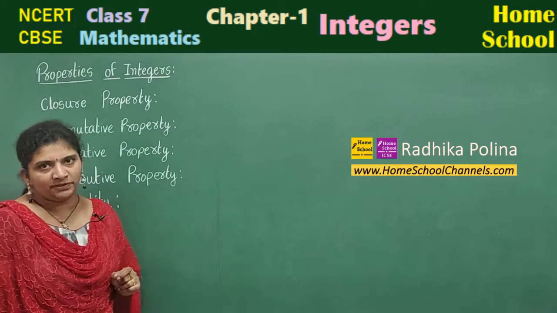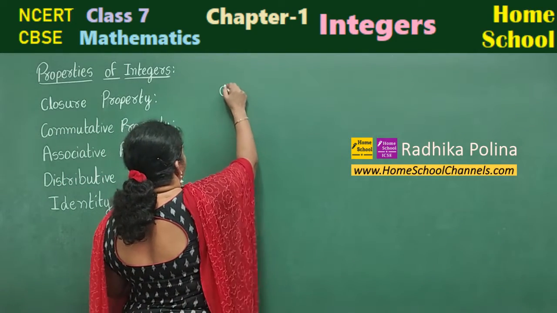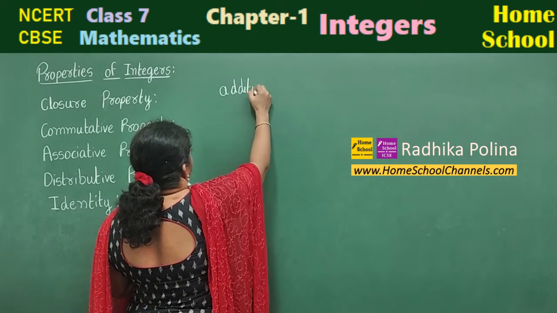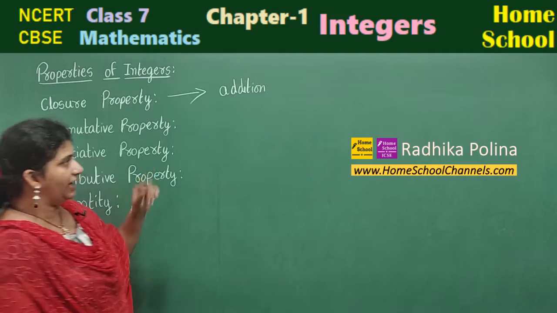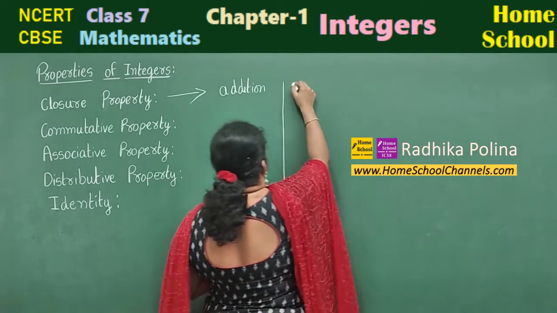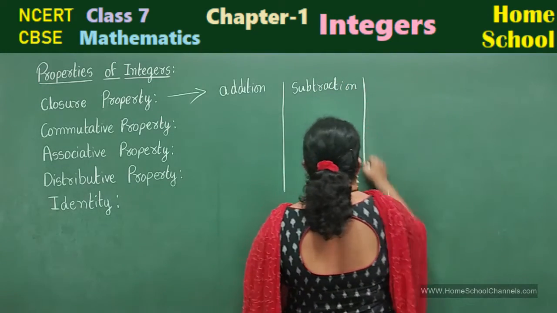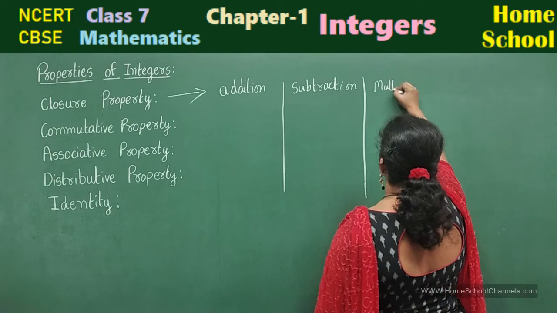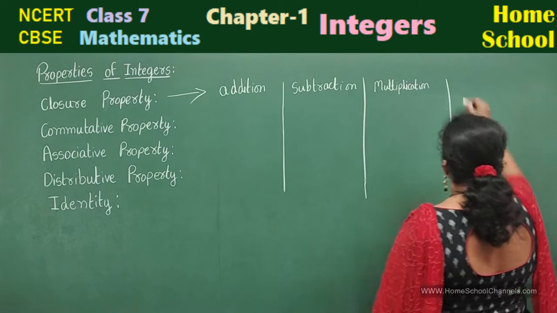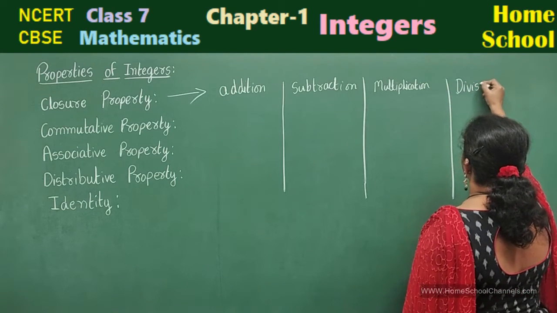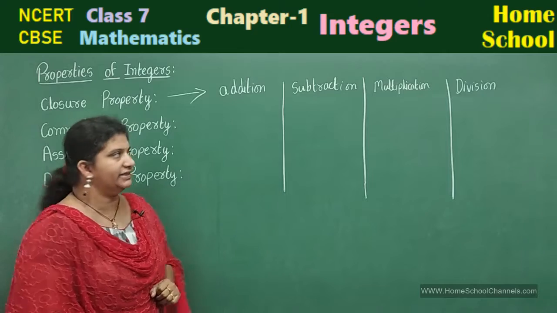Let us start with the first property, that is closure property under all four operations. That is addition, this property we are doing, so I just put an arrow mark. Closure property under addition, subtraction, next operation is multiplication, and the next one is division. Okay. Closure property under addition.